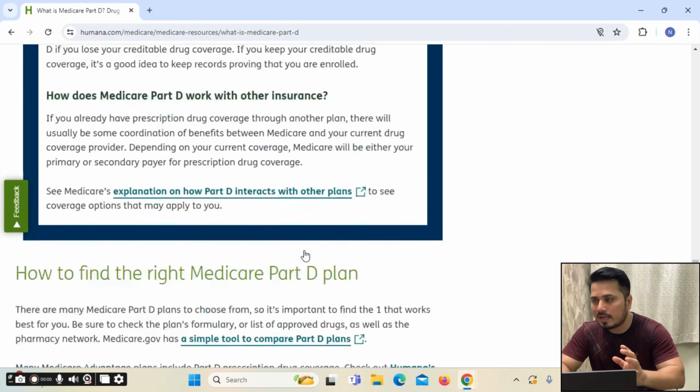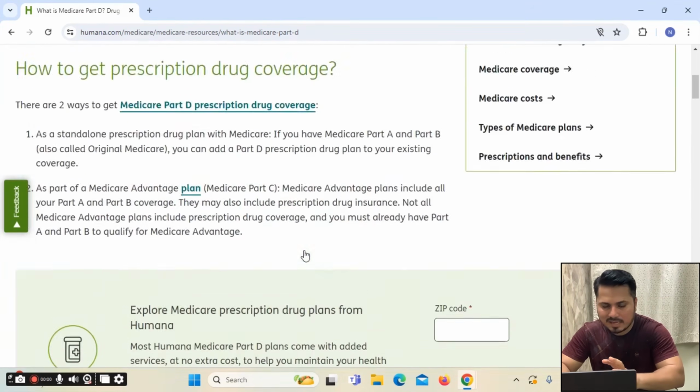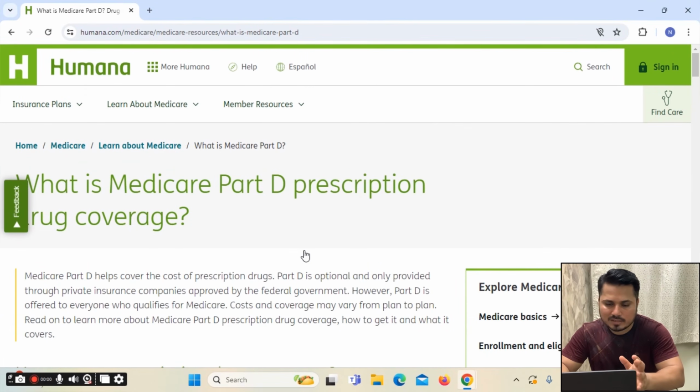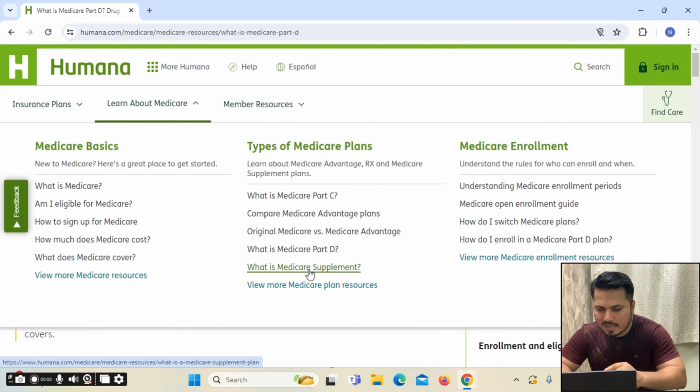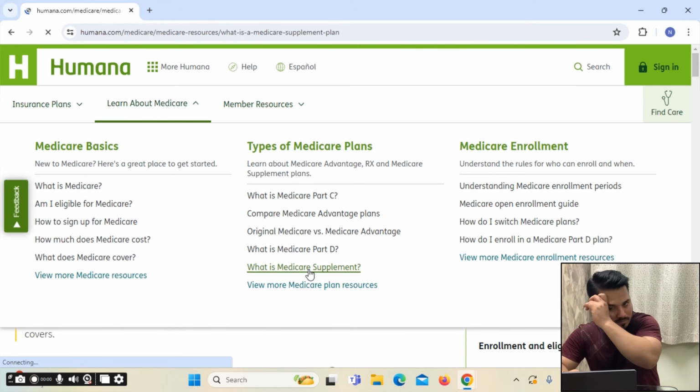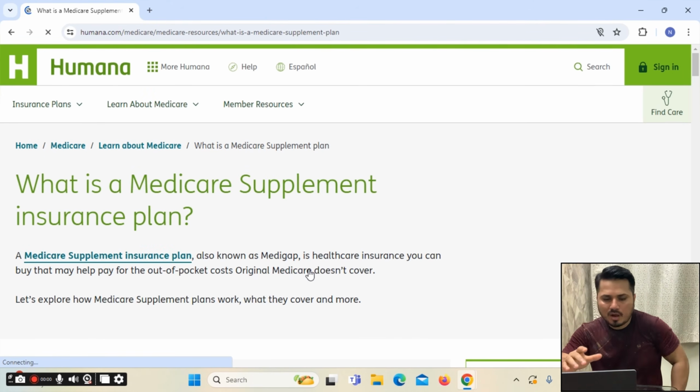Well, I'm sure that now we have a complete understanding of this page: what is Medicare Part D prescription drug coverage. Now, let's go to what is Medicare supplement. All right, let's click here. All right, so we are on this page now.